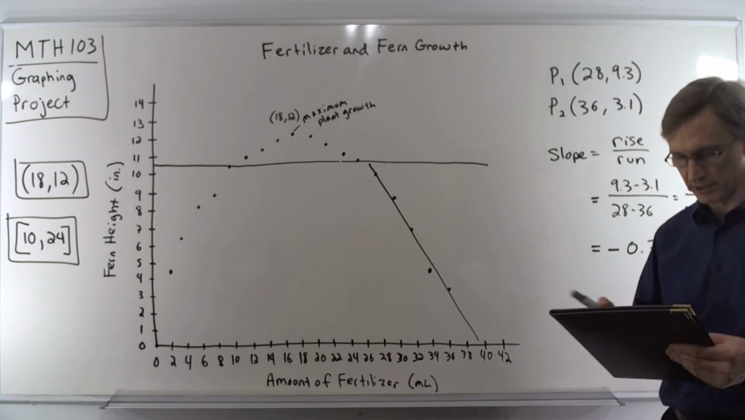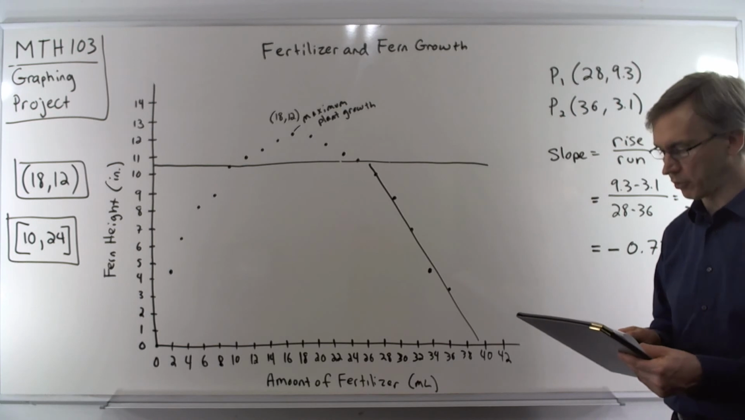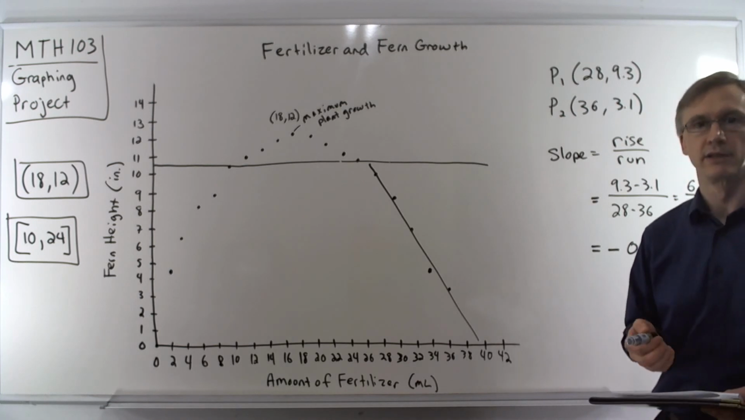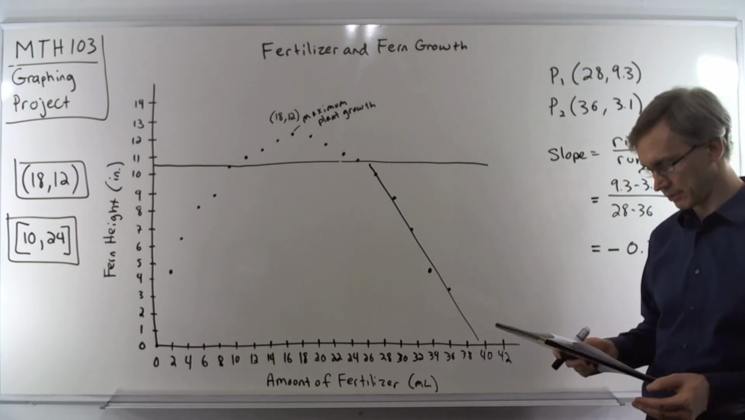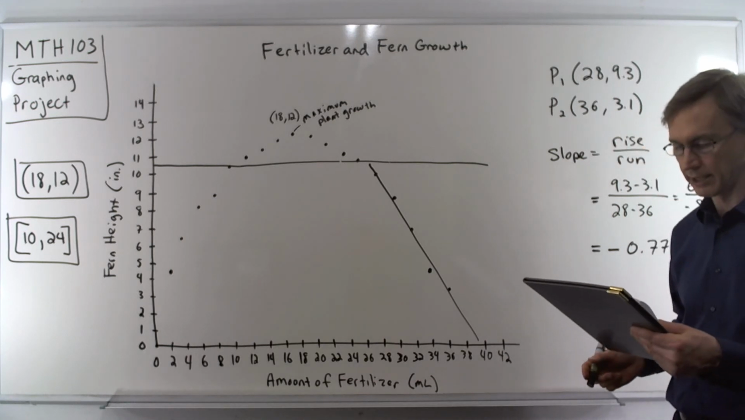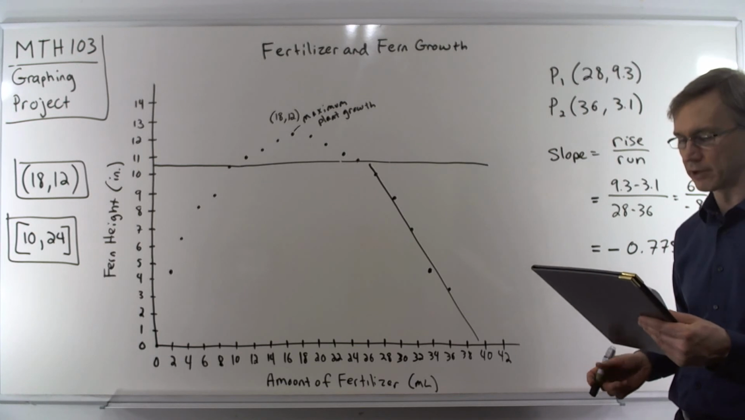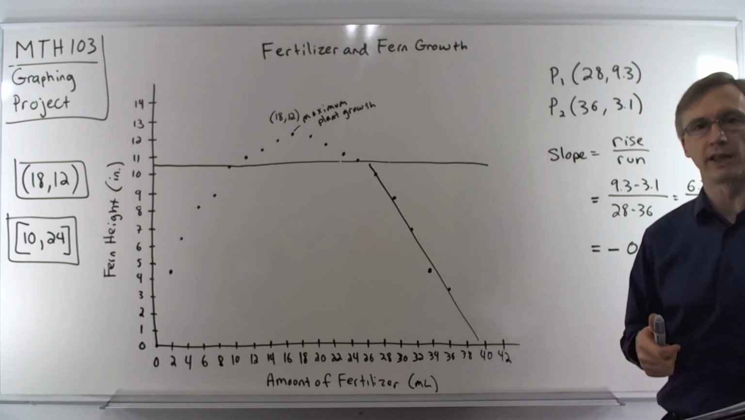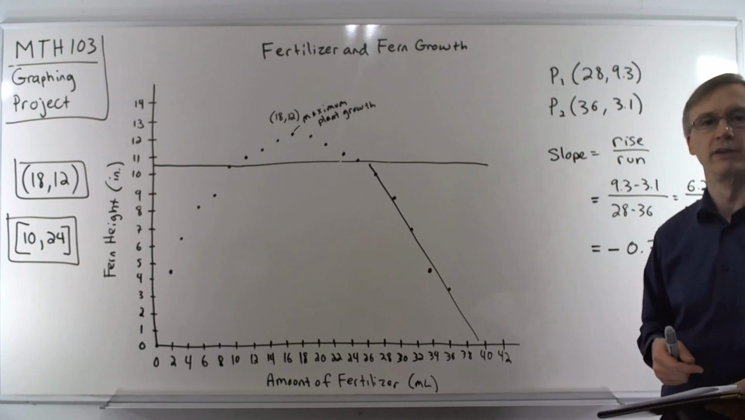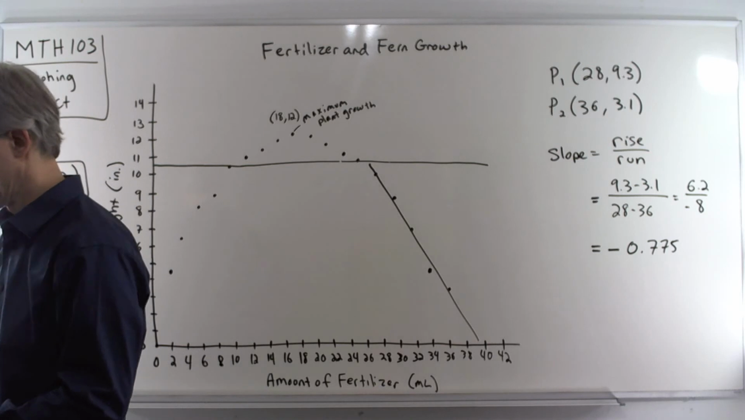All right, we've got that cause and effect relationship there, and we've got both quantities and both units. So make sure you've got all of those in the translation. Another one, the rate of change of the plant height is negative 0.775 inches per 1 milliliter of additional fertilizer. So a couple different ways of stating the rate of change there.